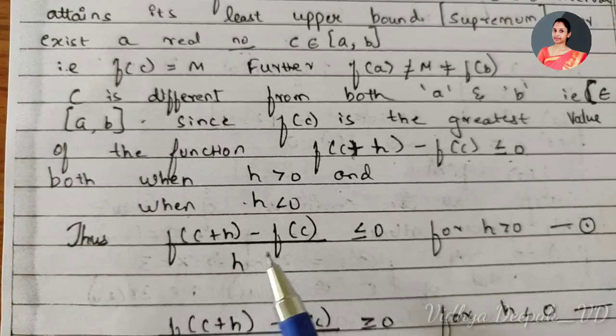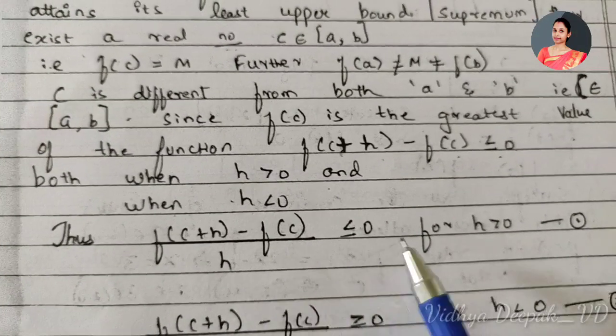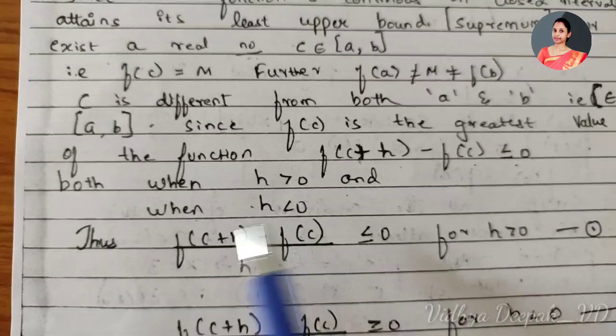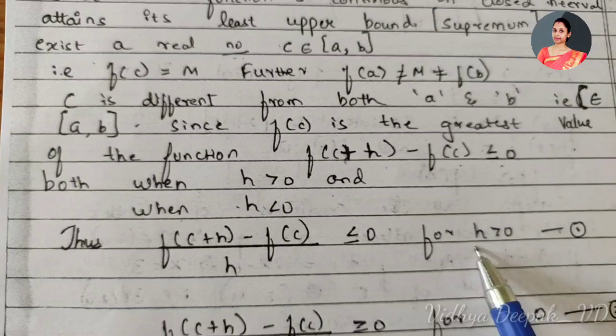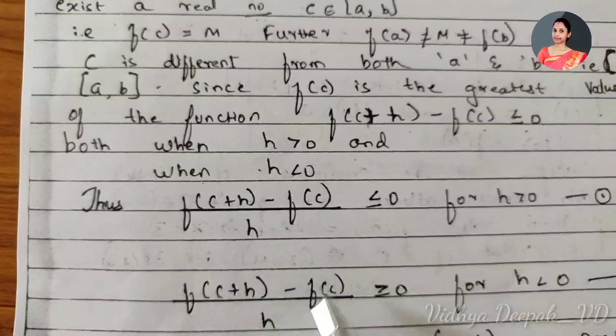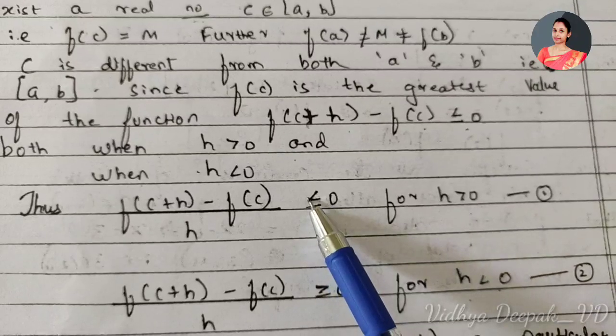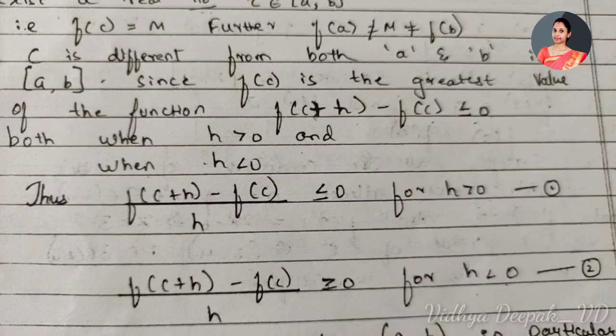Thus f of c plus h minus f of c divided by h is less than or equal to 0 for h greater than 0. This value will be less than or equal to 0 for h greater than 0. This value will be greater than or equal to 0 when h is lesser than 0. So I am considering this as equation 1 and this as equation 2.